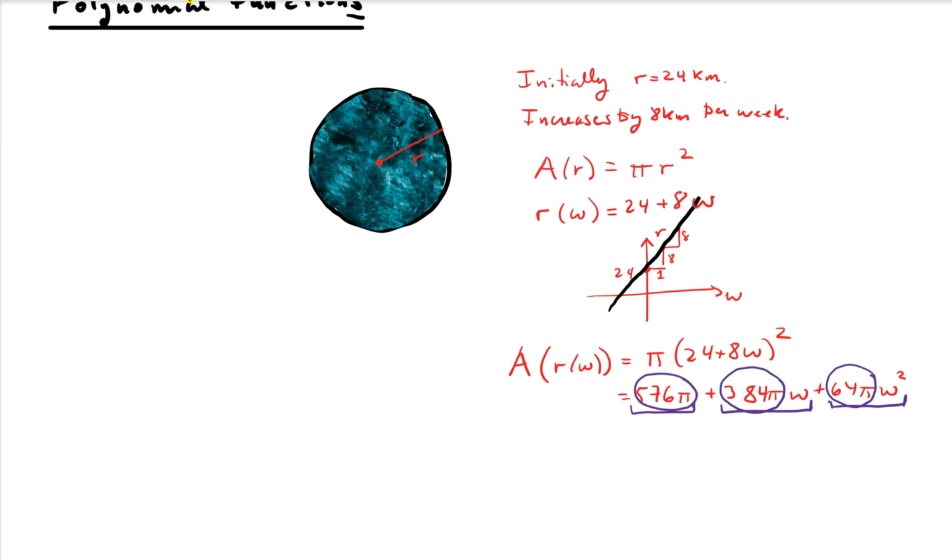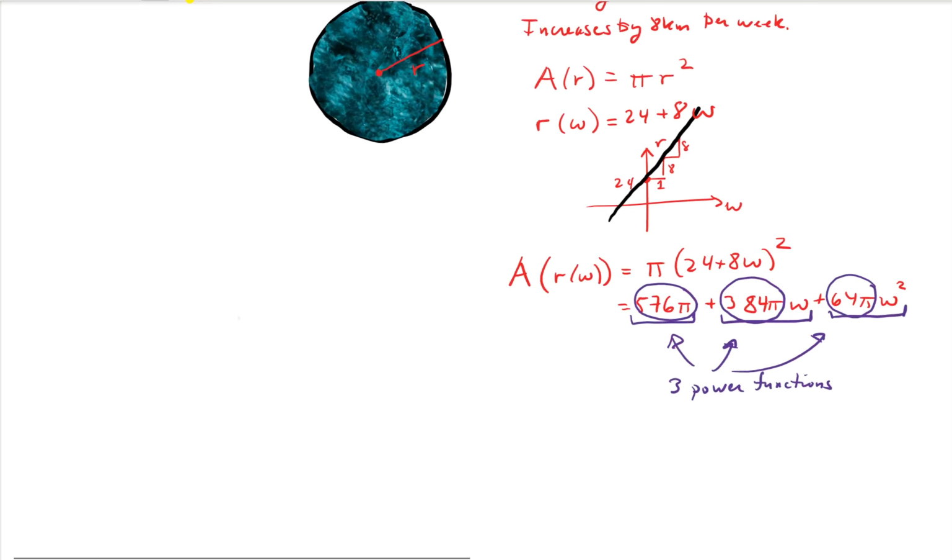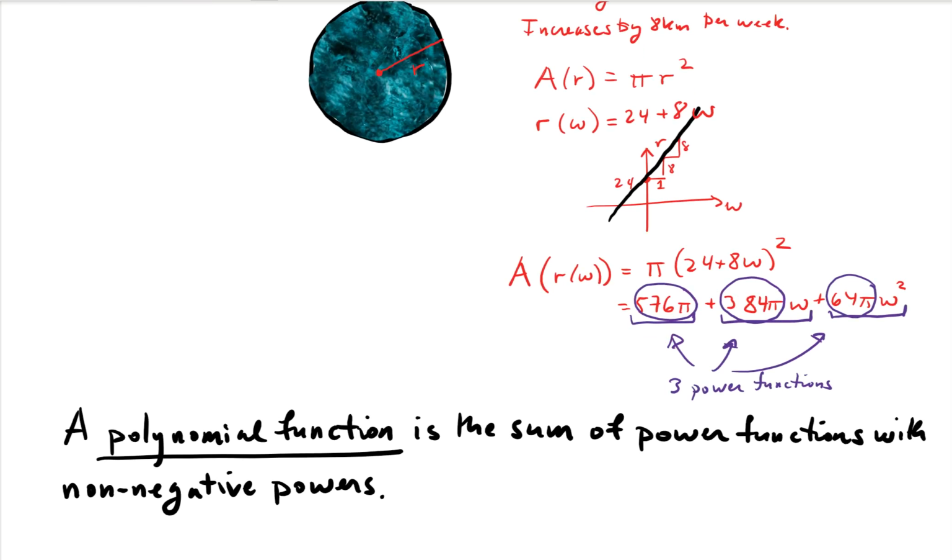Okay, but we've got overall 3 power functions, and the power is a non-negative integer. Okay, so that's what a polynomial is. It's going to be a sum of power functions with non-negative integer powers. And let's write that down.